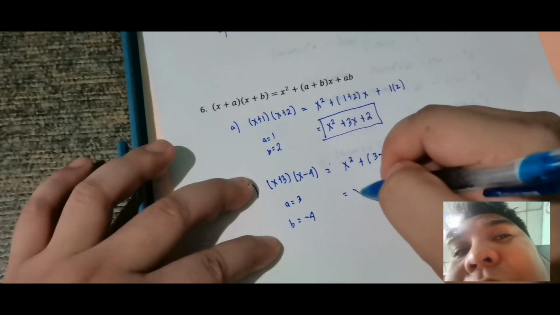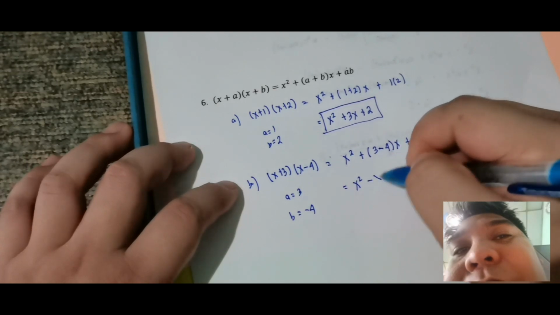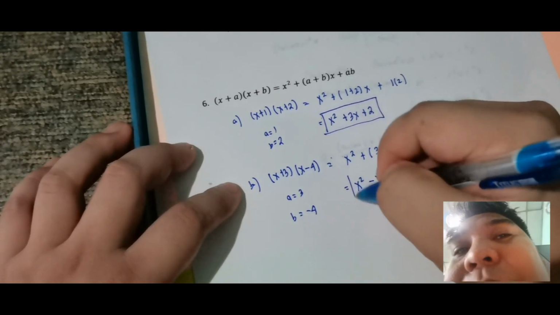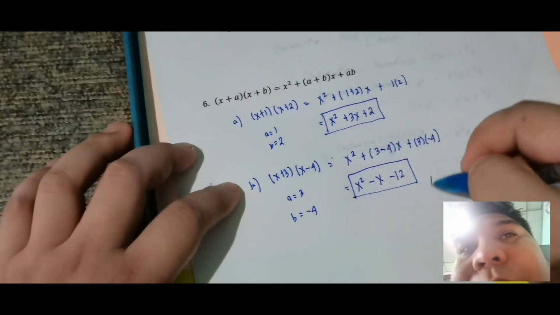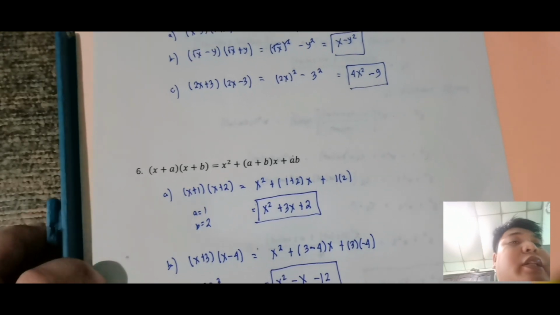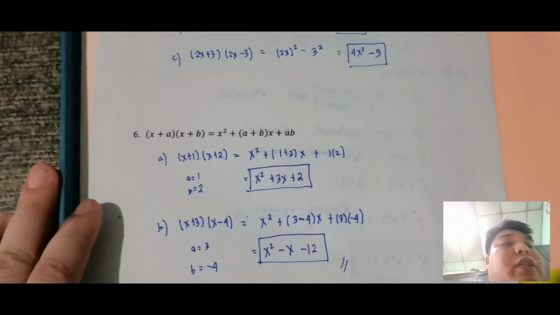So, therefore, this is equal sa x squared, 3 minus 4 is negative 1, so negative x. Then, 3 times negative 4 is negative 12. So, therefore, ito yung sagot. Okay? So, ganun kasimple yan si number 6. So, proceed tayo dun sa last formula natin, para tapos na tayo dito sa may lesson number 4 natin.